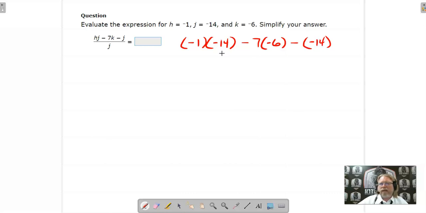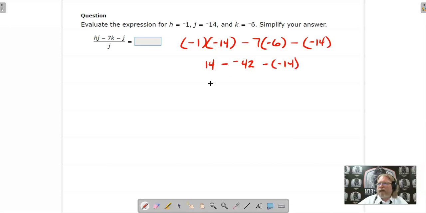So let's look at the order of operations. We know that we have multiplication here and multiplication here. So we know we have to do the multiplications first. So let's go ahead and do that. 1 times 14 is 14. Negative times negative is positive. Minus, and then 7 times negative 6 is going to be negative 42. And then I got minus my negative 14.